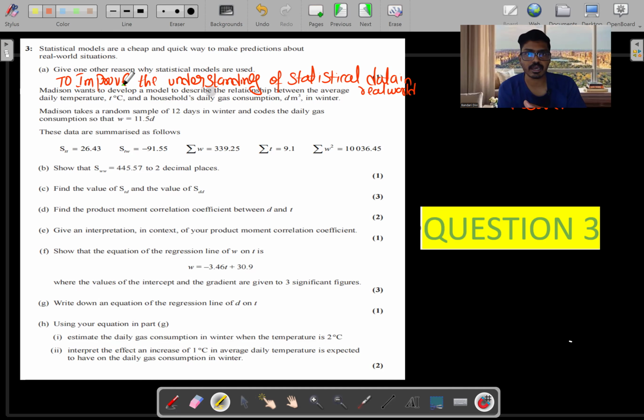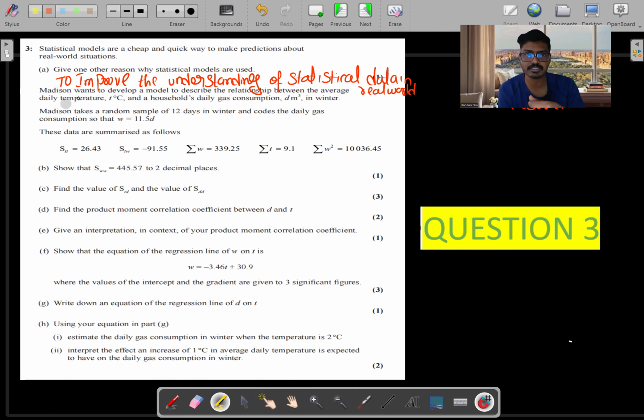So what is the question talking about? Madison wants to develop a model to describe the relation between the average daily temperature and the household daily gas consumption in dm cube in winter session. So basically, in winter in the UK, Madison wants to describe a statistical model using regression and correlation concepts. So he was doing it based on data of average daily temperature and the daily gas consumption.